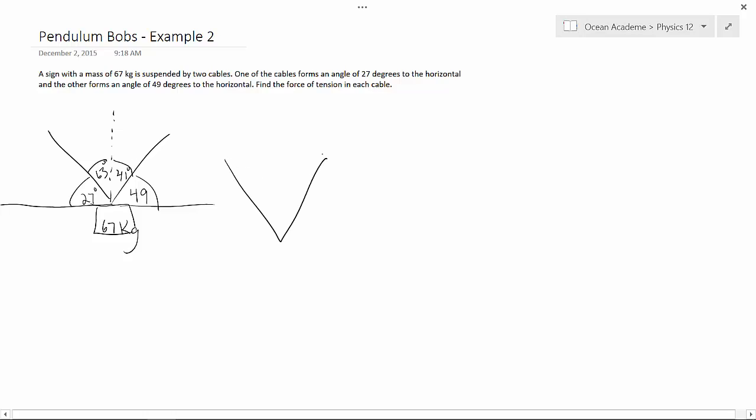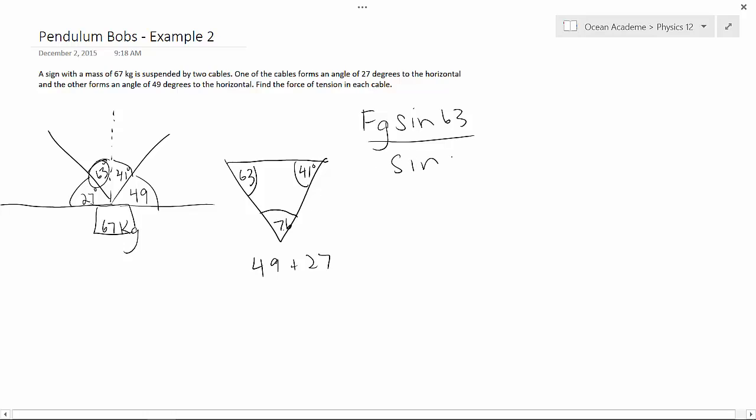Now, I have this little device that I use. This angle, what I do is I add our original angles, 49 and 27, and that gives me 76, so that goes right here. This angle would be the 63 that we found here, and this angle would be the 41. Okay, now I just plug it into this formula, force of gravity, sine, and here I'm going to use the 63 over sine, and here I use 76.